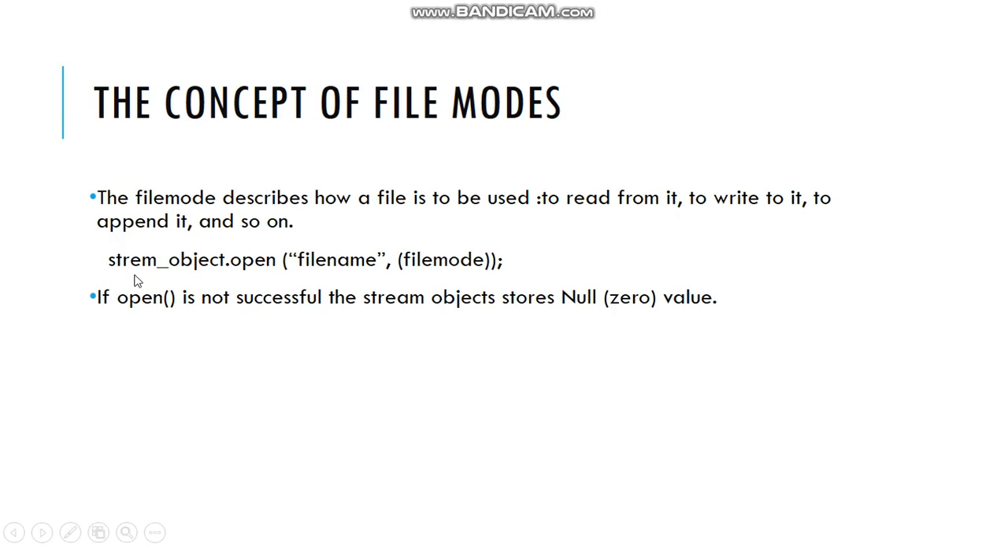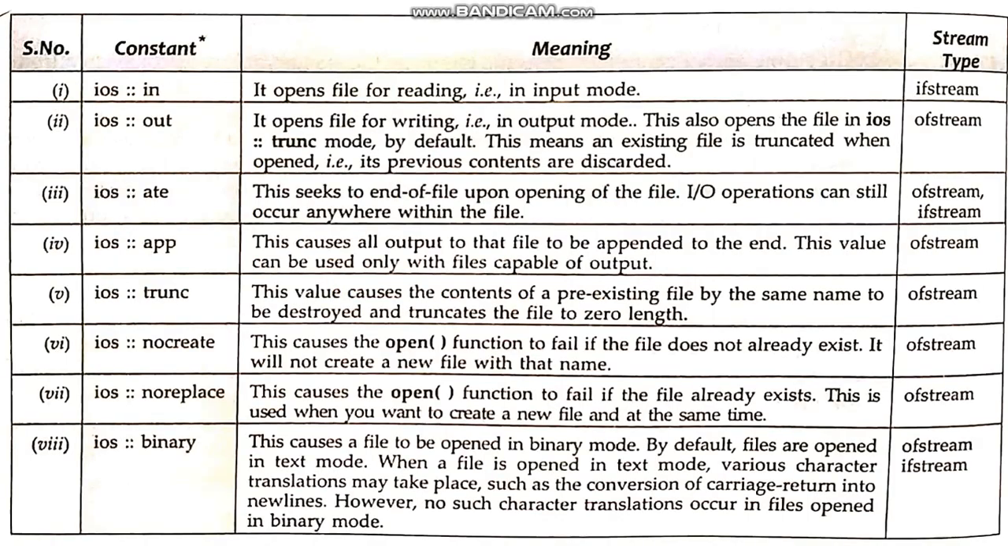The syntax for it is we have to write the stream object dot open. Then the file name we have to give over here, comma. Then what we used to write over here was ios, then scope resolution, and in or out. So that is called a file mode. If open is not successful, the stream object stores a null or zero value in it.